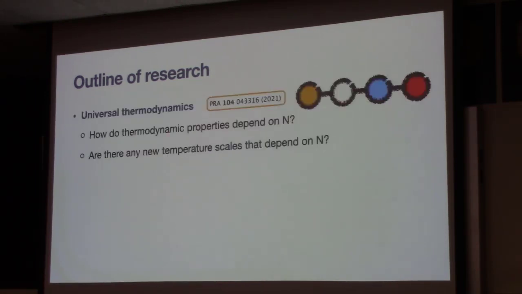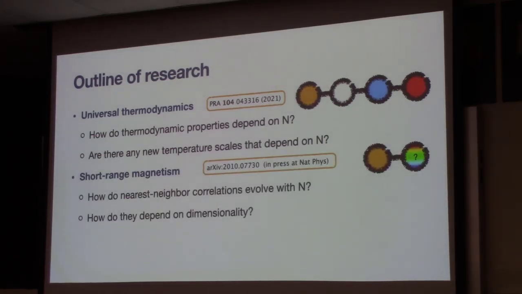Cool. So as an outline of my research, here I'll ask a question to the audience, I can talk to you about two different things. We can talk about universal thermodynamics. What we studied here was how different thermodynamic properties depend on the degree of symmetry N. And we asked the question, are there any temperature scales that depend on N? On the other hand, we have a work on short-range magnetism, where we wanted to understand how nearest neighbor correlations evolve with N, and how they depend on dimensionality.